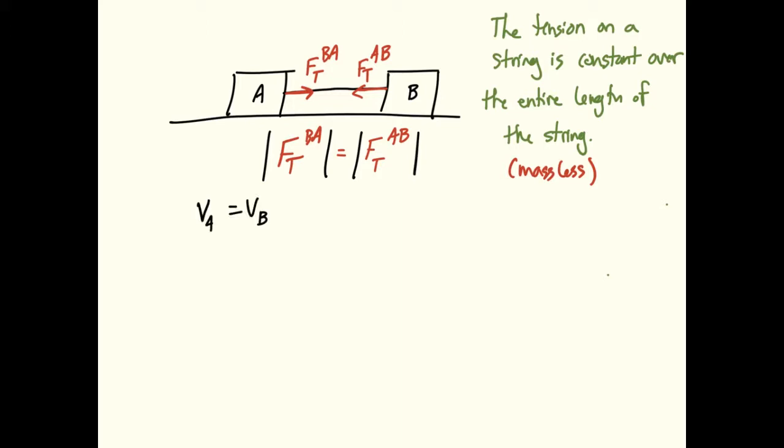We can say the same thing about the accelerations. If A is accelerating at 10 meters per second squared in this direction, then B will obviously be accelerating the same way. If you want to prove that mathematically, it just requires taking a derivative of these things, but it's also very easy to see intuitively that the acceleration of A will be equal to the acceleration of B.